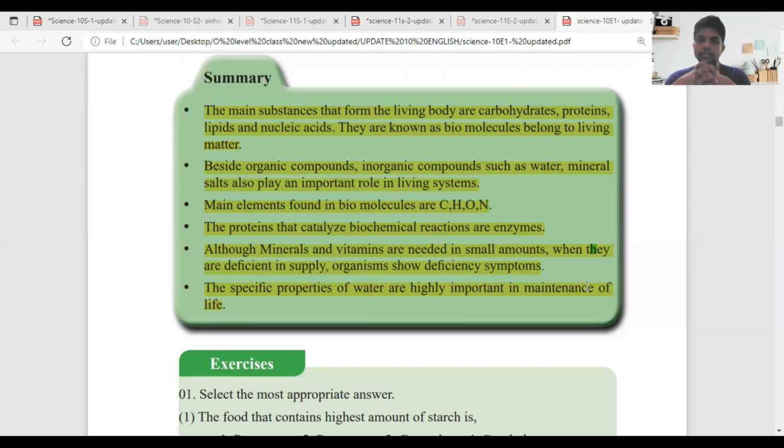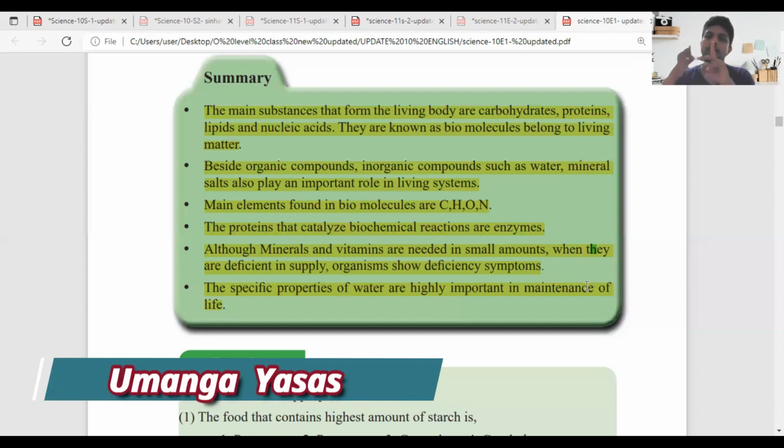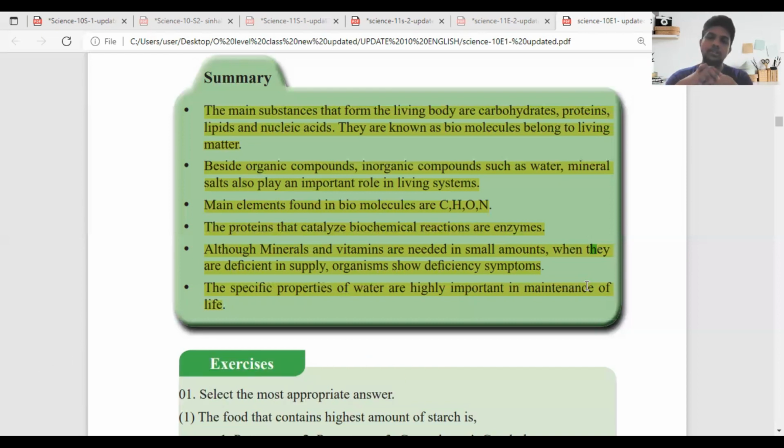The main organic compounds found in living matter, we call biomolecules. There are 4 main biomolecules: carbohydrate, protein, lipids, and nucleic acid. And you have to remember the basic elements of these.